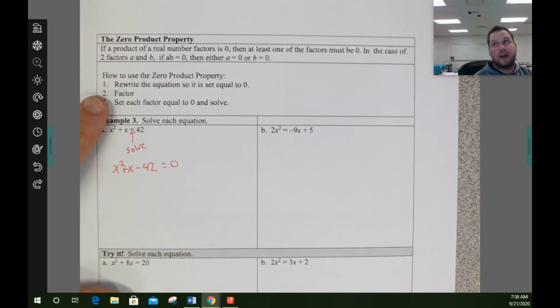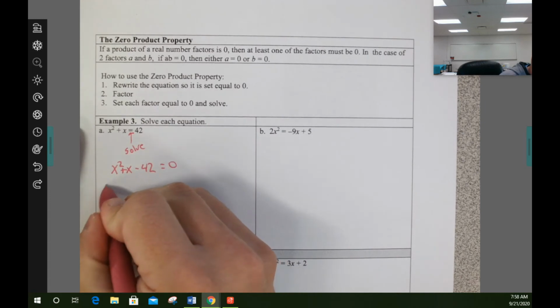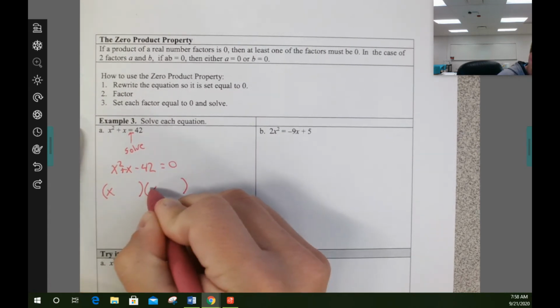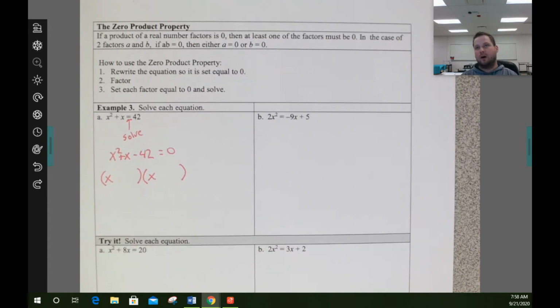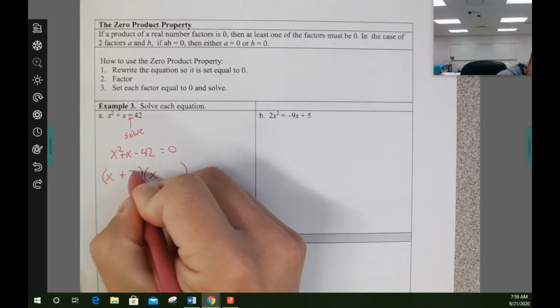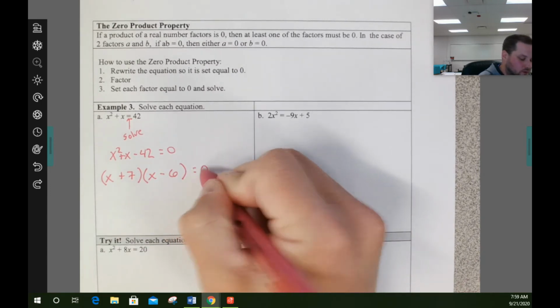Step 2 is to factor. So we have 3 terms. We're going to reverse FOIL it. I'm going to have x and x. And then now we have to think, okay, what multiplies to give me negative 42 but adds to give me 1? It's going to be positive 7, negative 6. Okay, and that's still equal to 0.